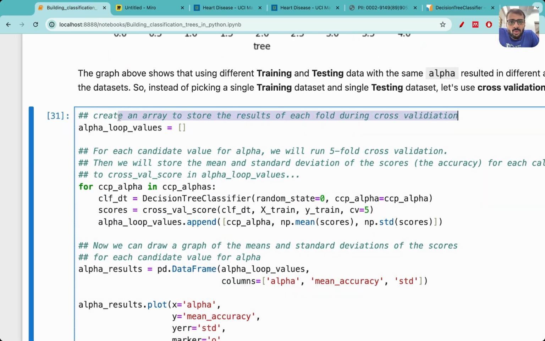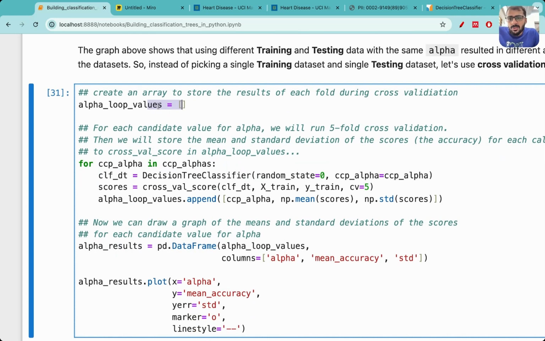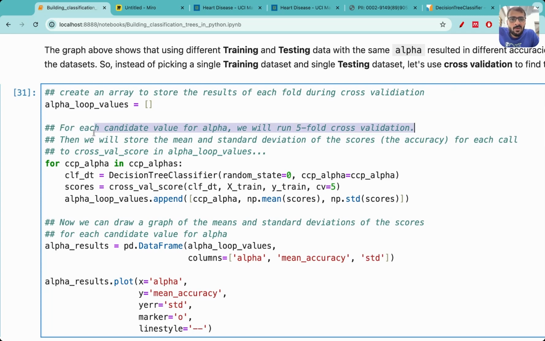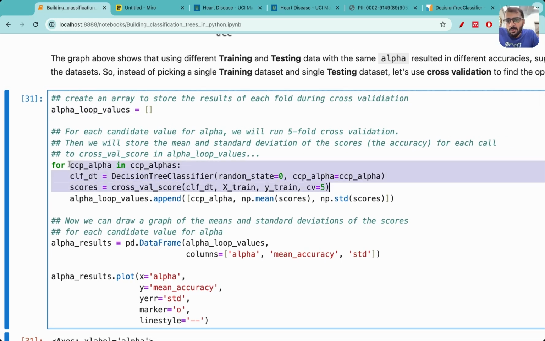So here is the array to store the results of each fold during cross-fold validation. Once the five-fold validation is done, the values will be stored in this alpha loop values array. So for each candidate value of alpha, we'll run the five-fold cross validation, and then we'll store the mean and standard deviation of the accuracy for each value of alpha in this alpha loop values array. This is exactly what is done in this for loop over here.